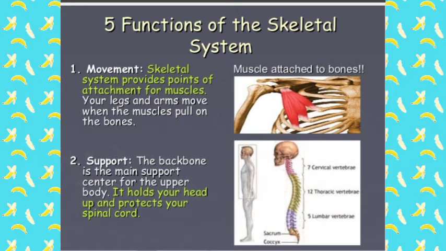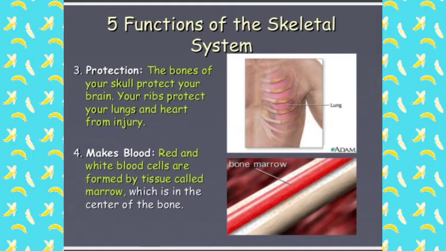Number 2, support. The backbone is the main support center of the upper body. It holds your head up and protects your spinal cord. Number 3, for protection. The bones of your skull protect your brain. Your ribs protect your lungs and heart from injury.